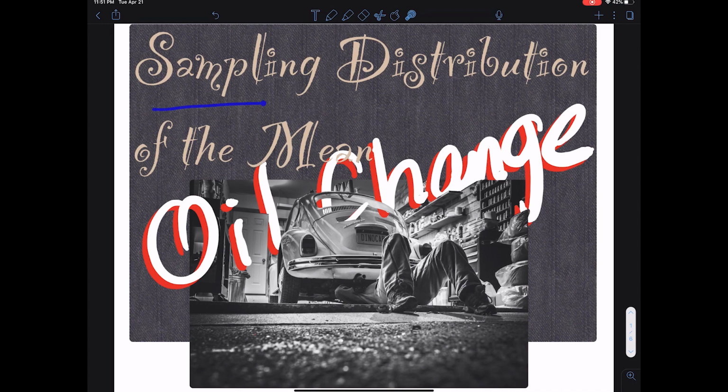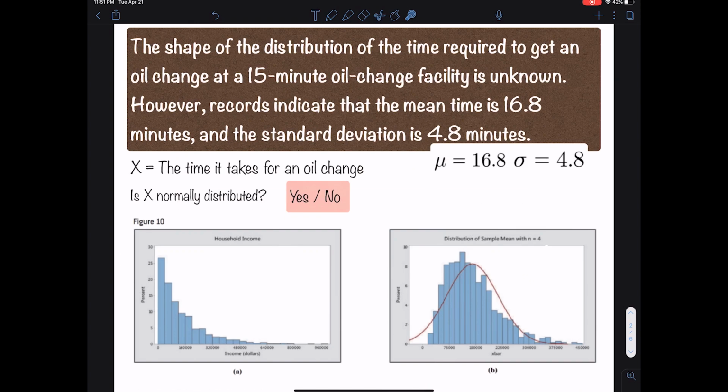Alright, I'm going to talk about sampling distributions of the mean. We're specifically going to work with an oil change question. So let's get started. First it says, the shape of the distribution of the time required to get an oil change at a 15-minute oil change facility is unknown. However, records indicate that the mean time is 16.8 minutes and the standard deviation is 4.8 minutes.